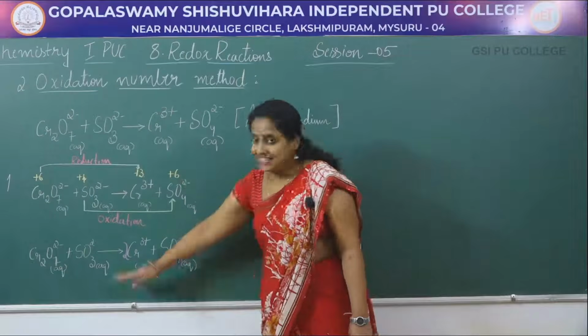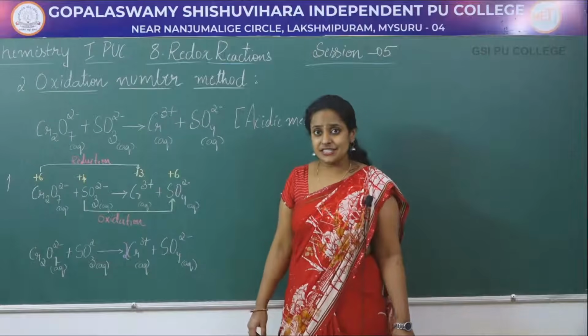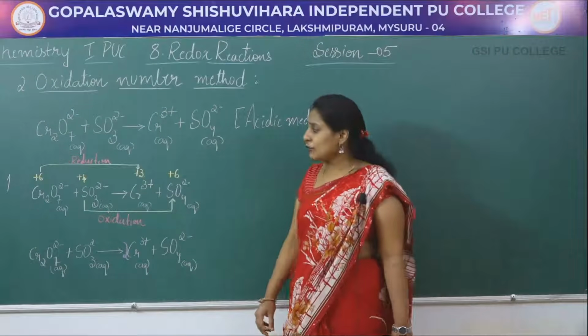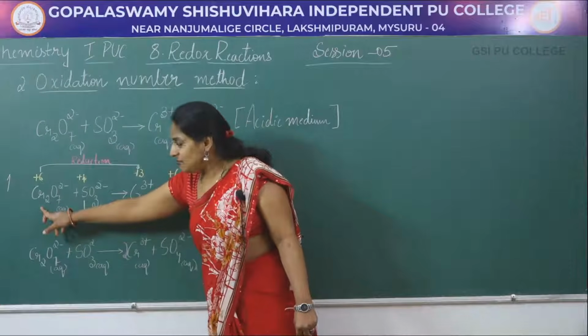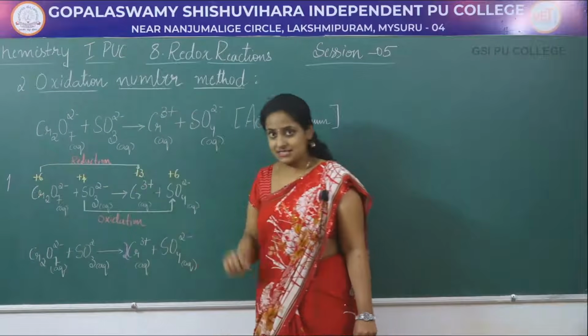Now, after balancing the atoms, we should balance the charge. In order to balance the charge, let us look into the oxidation and reduction reaction. You can observe here the chromium, the oxidation state of chromium is changing from +6 to +3.